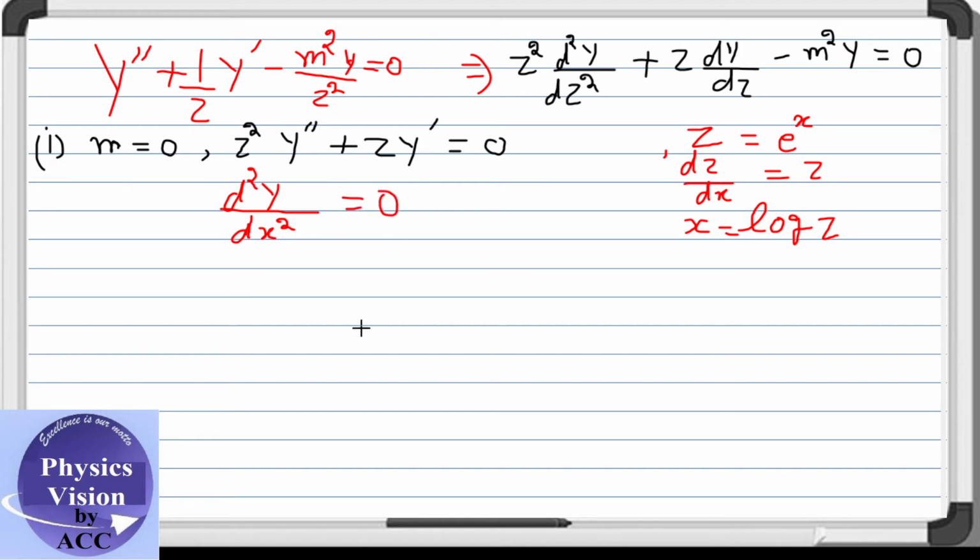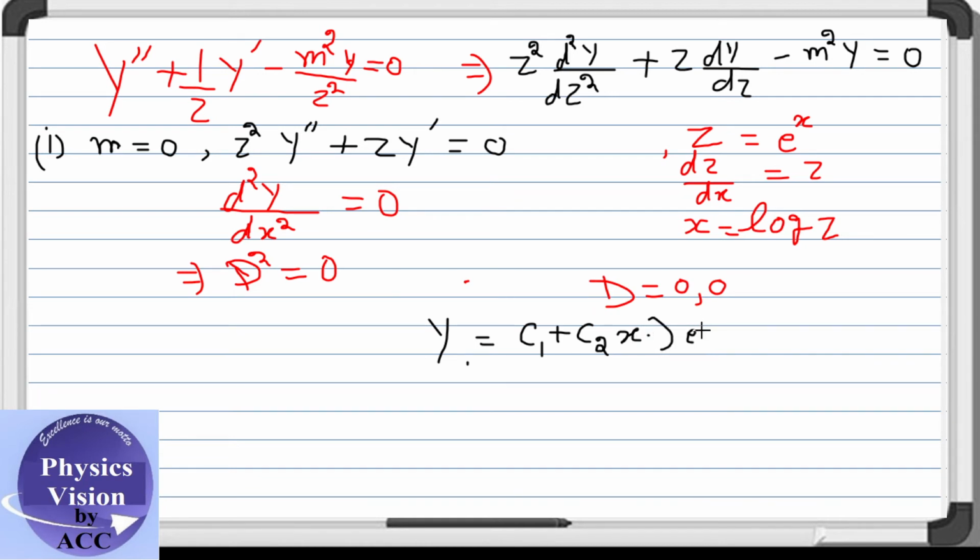And when this term is equal to 0, that simply implies that we have D square equal to 0, that is, D is 0 and 0. Notice that D is d by dx, the derivative with respect to x and not with respect to z. The solution of this is y is equal to c1 plus c2 x into e power 0, that is 1, so we need not write that expression. So we got c1 plus c2 x.